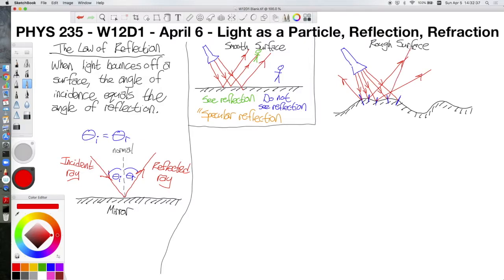Doing my best to make this to scale. Oh, and it looks like this ray is going to hit the mirror one more time.